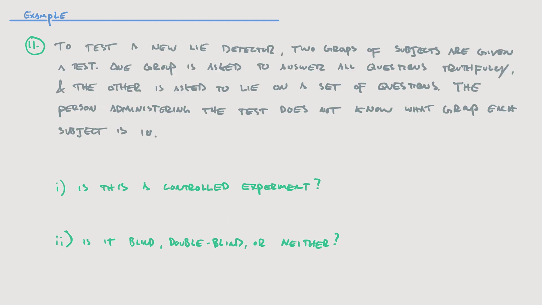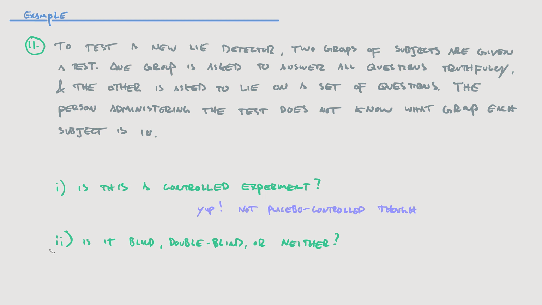To test a new lie detector, two groups of subjects are given a test. One group is asked to answer all the questions truthfully, and the other is asked to lie on a set of questions. The person that's administering the test does not know what group each subject is in. We have the same two questions. Is this a controlled experiment, and is it blind, double-blind, or neither?